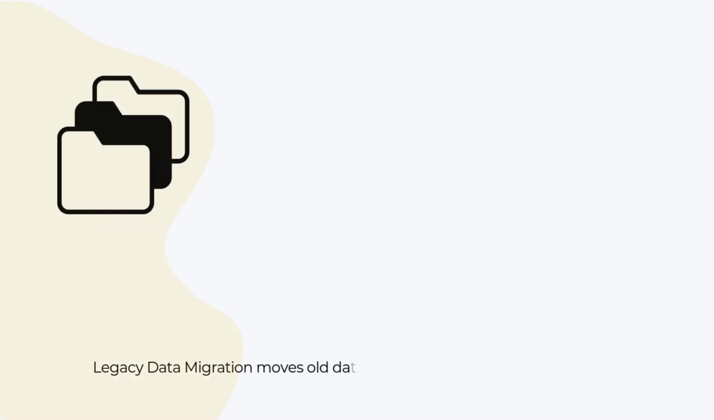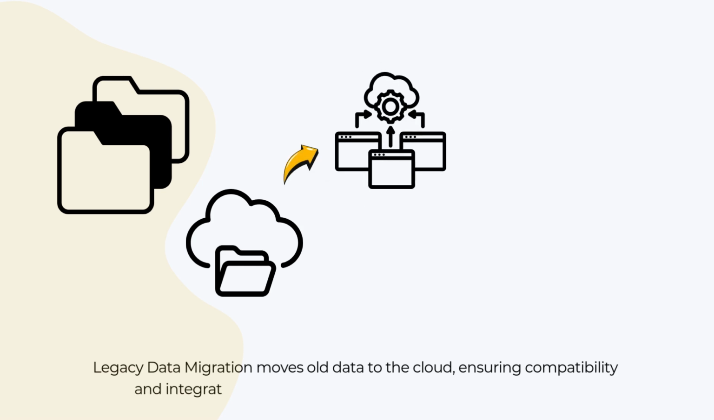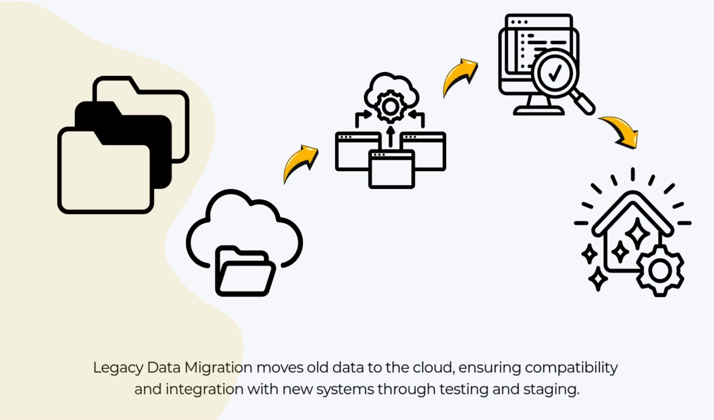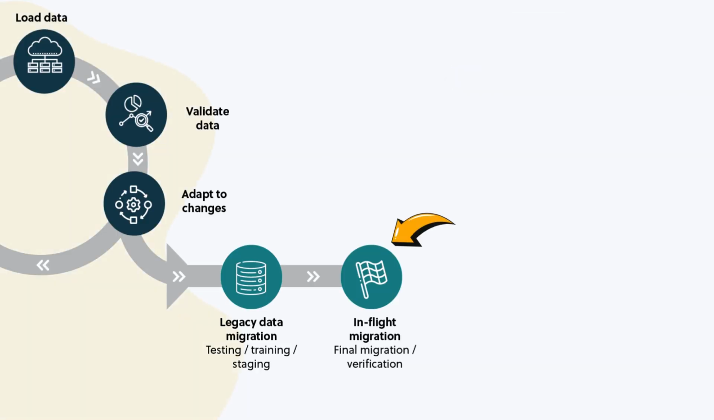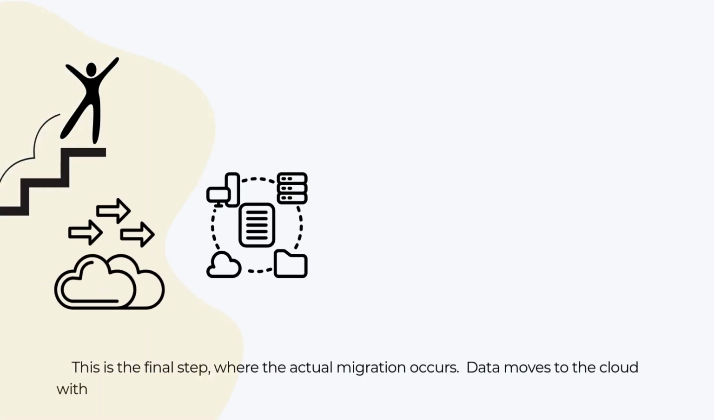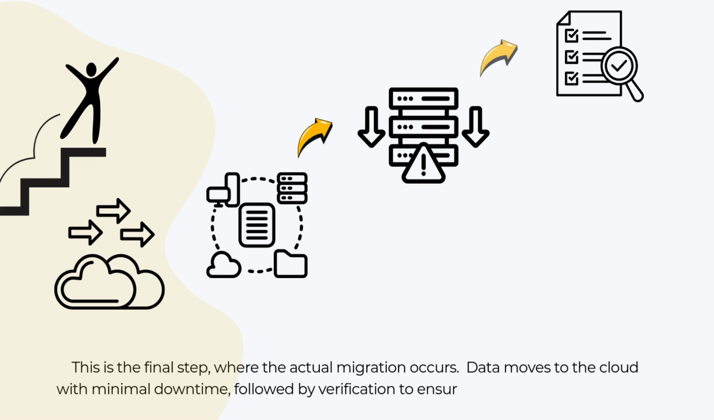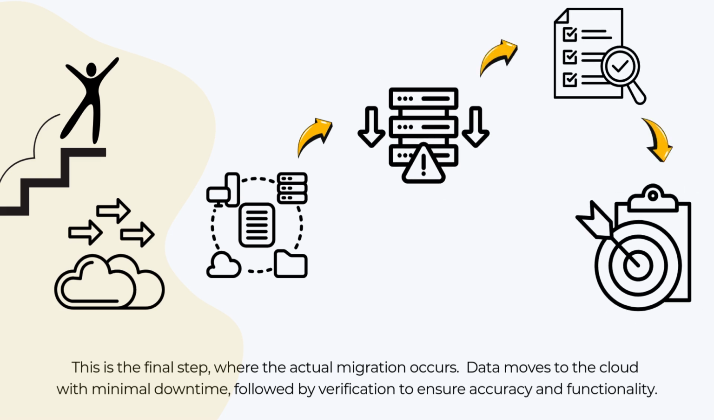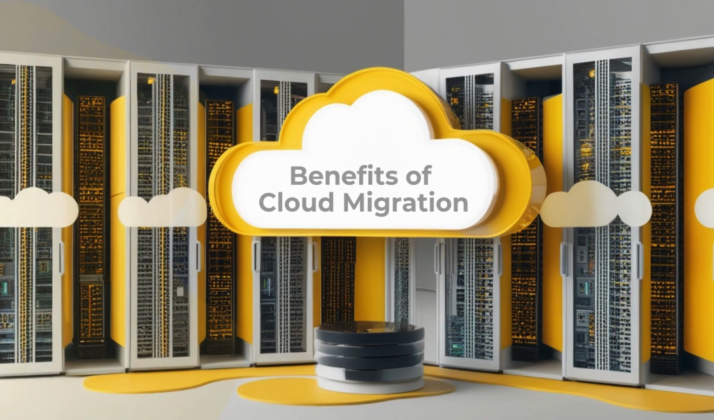Legacy data migration. Stage older data migration and train teams. Legacy data migration moves old data to the cloud, ensuring compatibility and integration with new systems through testing and staging. In-flight migration. Complete migration with minimal downtime. This is the final step where the actual migration occurs. Data moves to the cloud with minimal downtime, followed by verification to ensure accuracy and functionality.